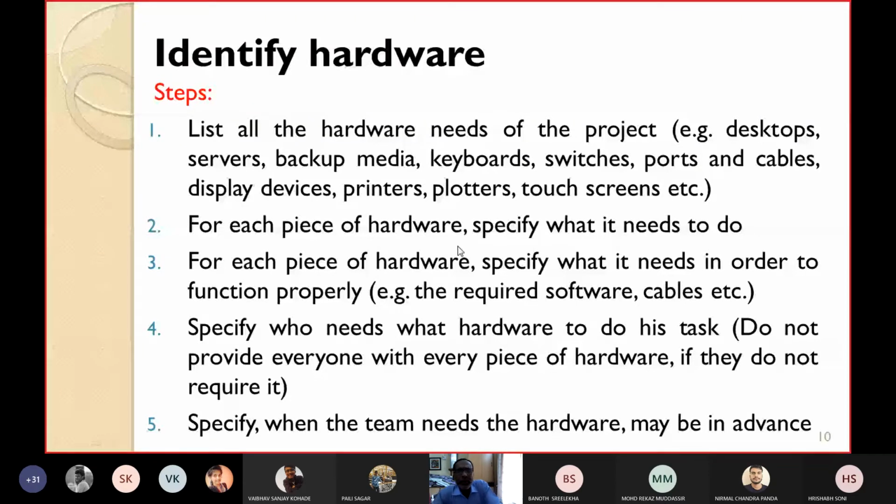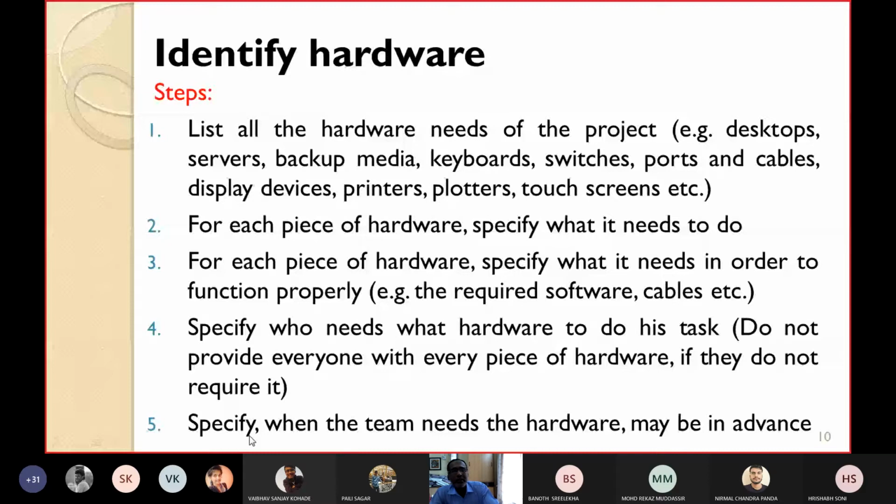Then specify who needs what hardware to do his tasks. So all the people do not require all the hardware. So you have to specify who needs what kind of hardware to complete his tasks. So please remember, do not provide everyone with every piece of hardware. We are having so many hardware requirements. Don't give blindly, do not give haphazardly, do not provide everyone with every piece of hardware if they do not require it. Otherwise, they will just waste the time, they will waste the resources.